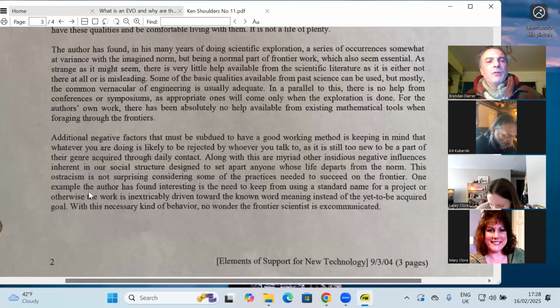One example the author has found interesting is the need to keep from using a standard name for a project, or otherwise the work is inextricably driven toward the known word meaning instead of the yet to be acquired goal. With this necessary kind of behavior, no wonder the frontier scientist is excommunicated.